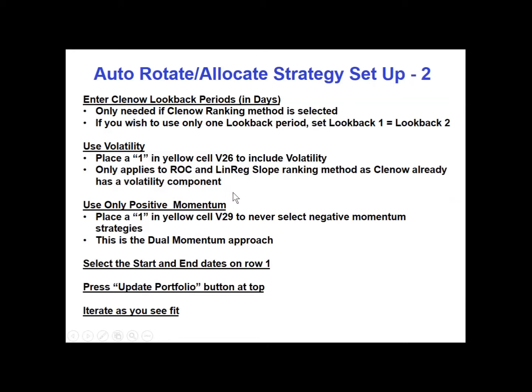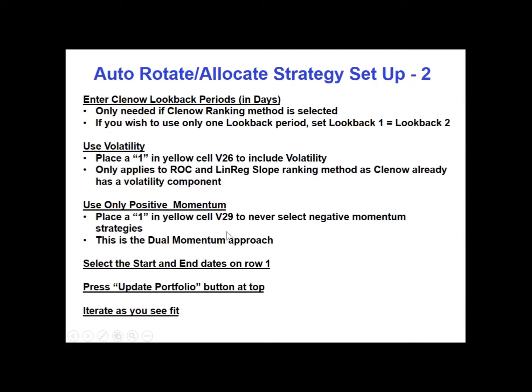There's an option to use volatility. And if you enable that with a 1, then it'll include volatility in the equation. Do it like Clinton's book, just multiply it. I'll show you in a minute. But it only applies to the ROC and the linear regression slope because Klenow already has a volatility component. Is that volatility a monthly component? In the momentum. Okay. Is it monthly? Well, you'll see.